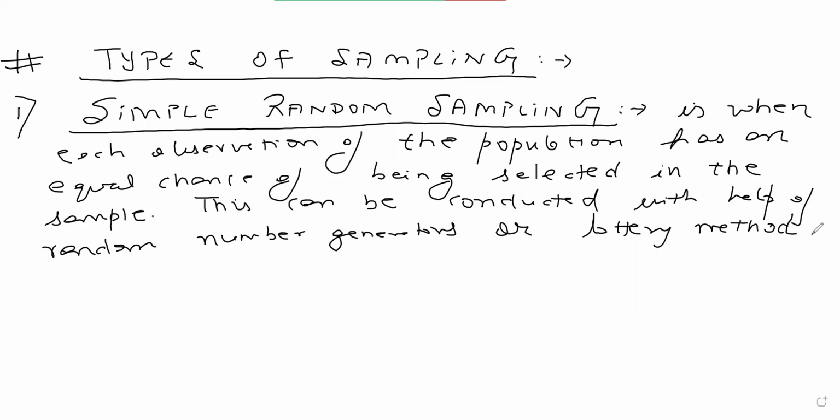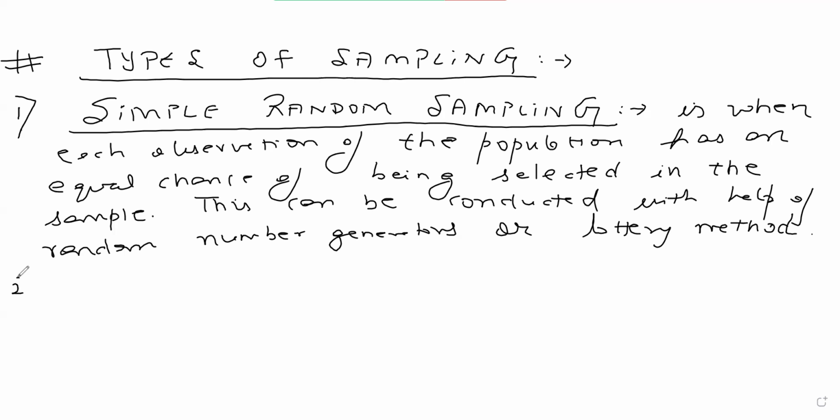It's like saying that you are just literally closing your eyes and randomly picking up observations without looking at any of them in a biased way. So simple random sampling is the most unbiased method of choosing a sample, because each item in the population has an equal chance or an equal probability of being selected as a sample.